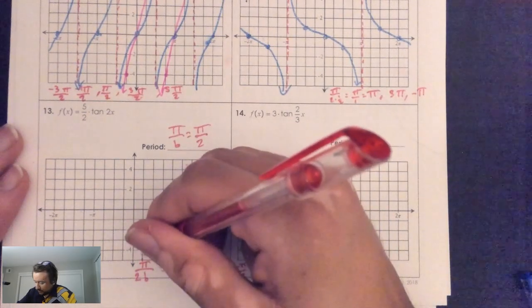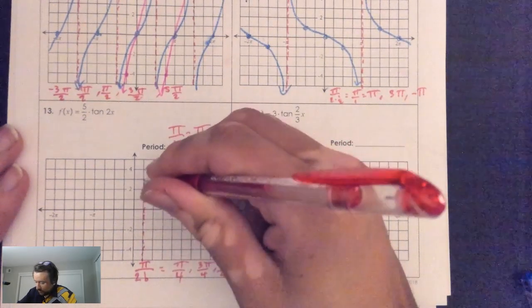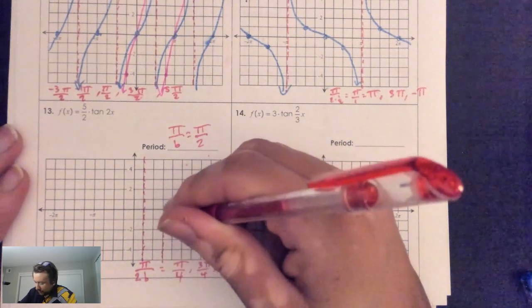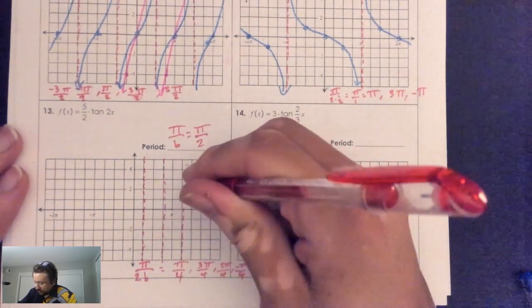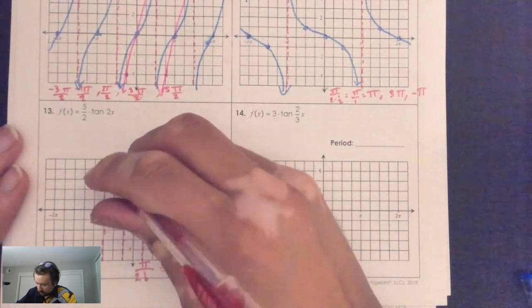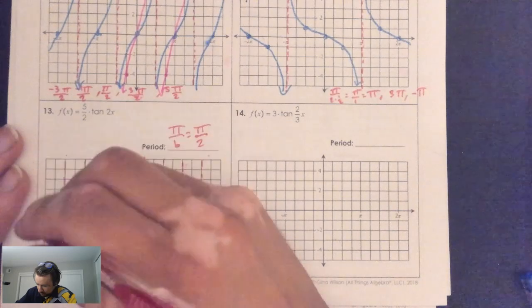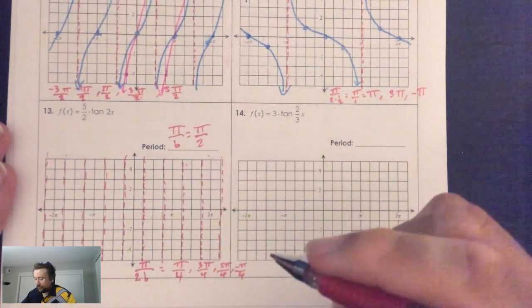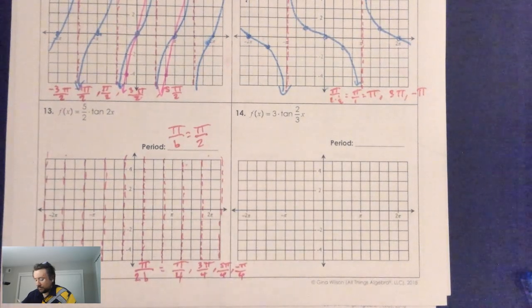So that's going to be pi over 4, 3 pi over 4, 5 pi over 4, and so on, and in the negative direction as well. And then we can graph our function.